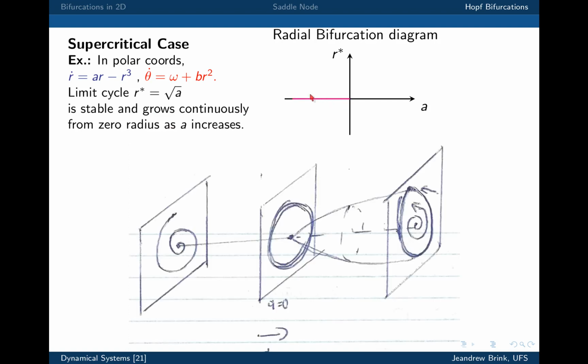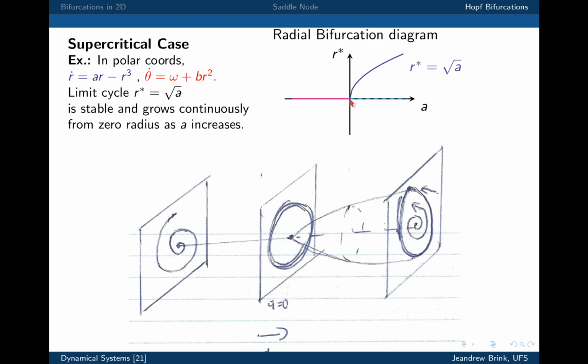Sorry, it jumped faster than I wanted. You're going to get your stable fixed point there for A less than 0. Then the 0 fixed point goes unstable for A greater than 0. Okay, so this is the unstable fixed point over there, and this is your stable fixed point over there. And then your second branch, your bifurcation, takes place over there at A equals 0.